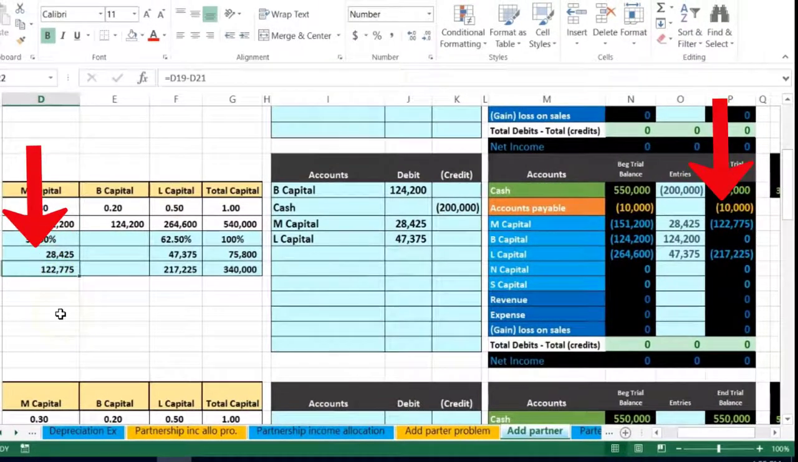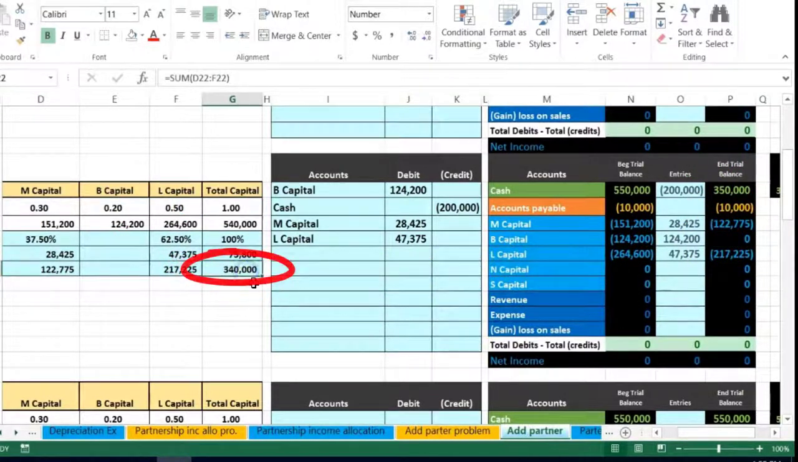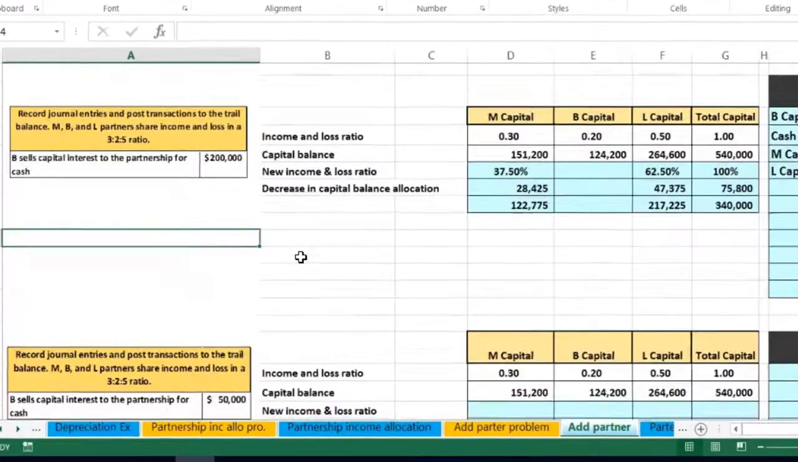We've got the 122.7, we've got the 217.225, and they add up to the 340. All right, so now we're going to take one more scenario that will be very similar.